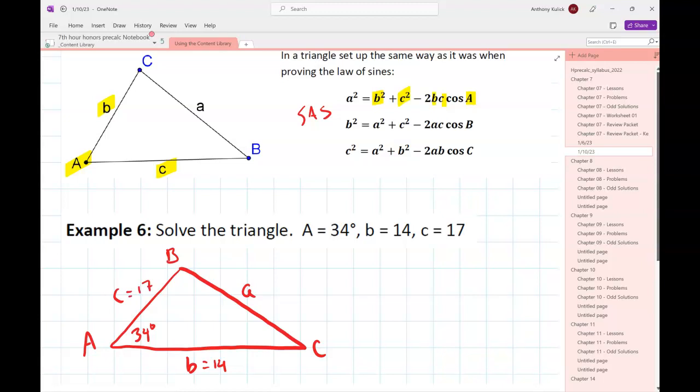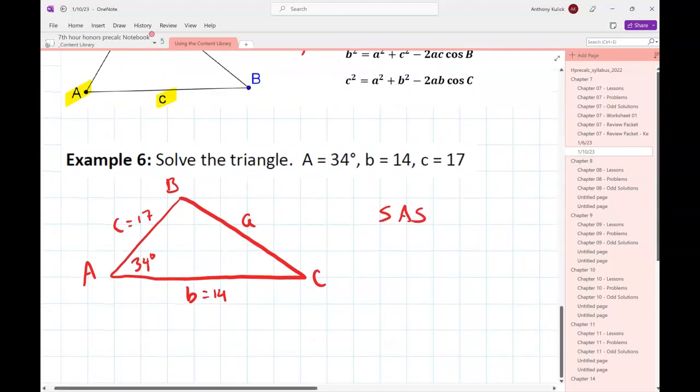Should be pretty clear here that this is a side angle side situation, because I noticed that the given angle is in between the 2 given sides. Easy to see that. So what are we going to solve for? Angle B, C, or A, side A?